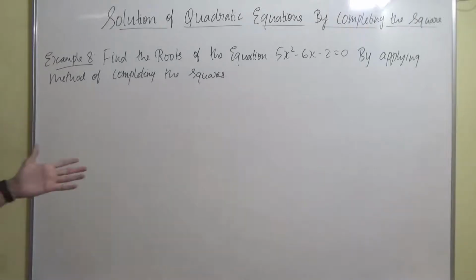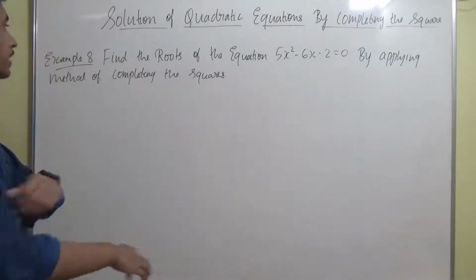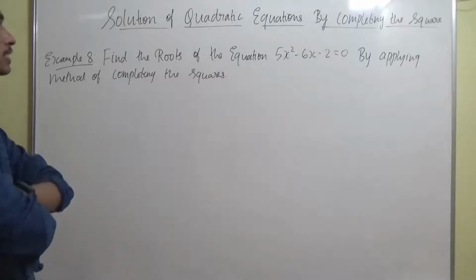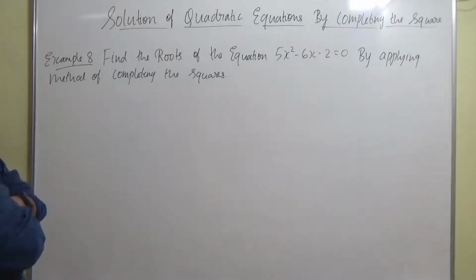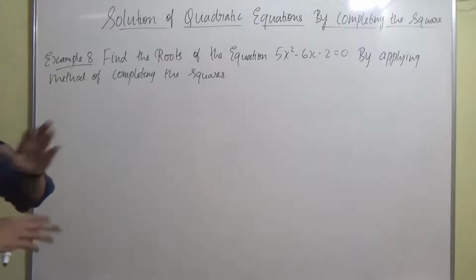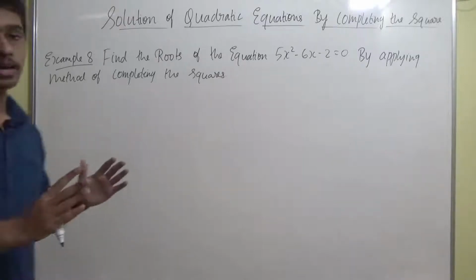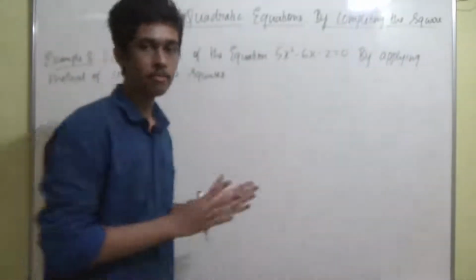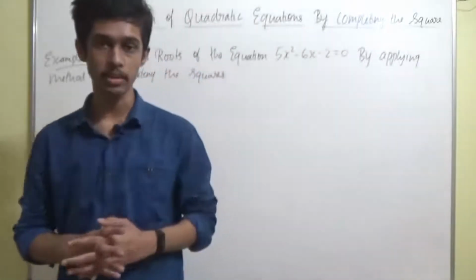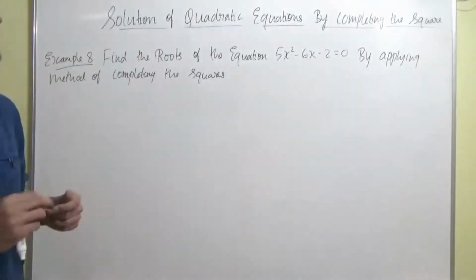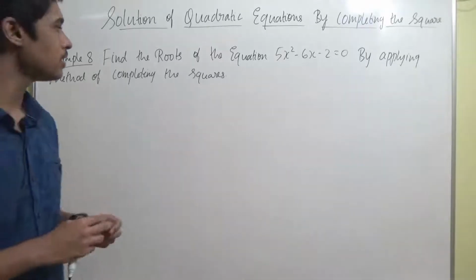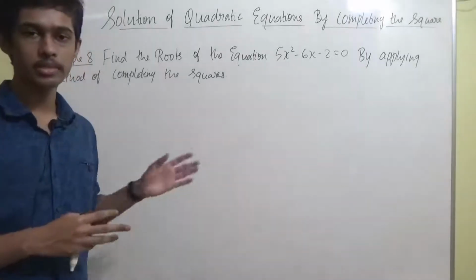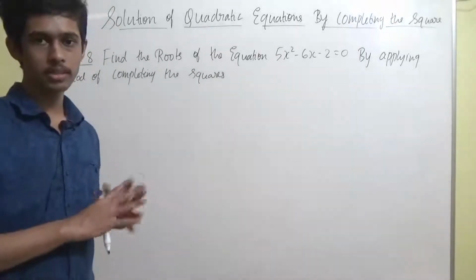Okay, guys, let's see example 8. Example 8 says, find the roots of the equation 5x square minus 6x minus 2 equal to 0 by applying the method of completing the square. Okay, guys, they have given the equation like how we did in the previous question. In the same way we are going to approach this question as well, guys. In your NCERT, they have slightly used a different method to solve this specific question, I guess, guys. But we will do it with our own method itself.